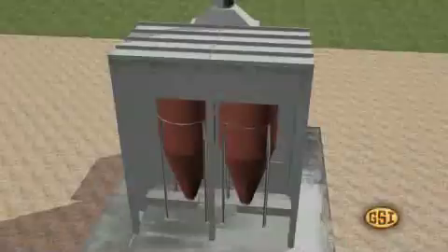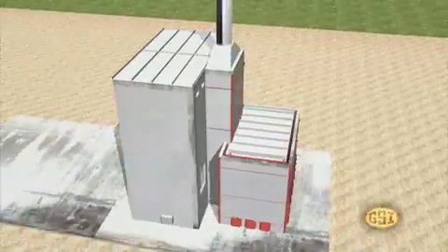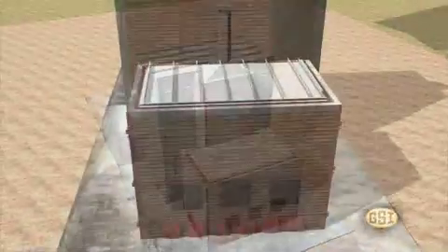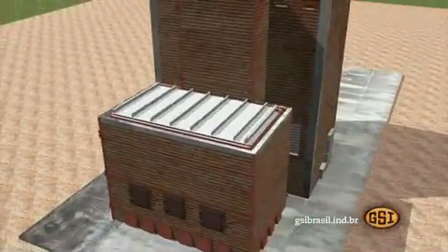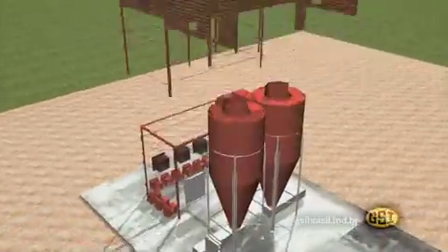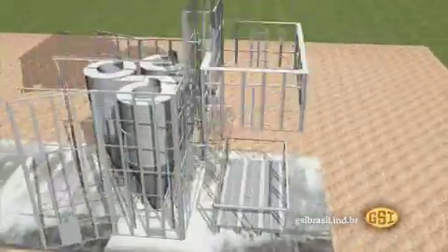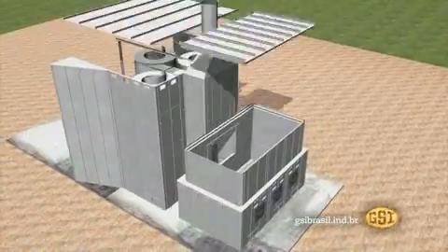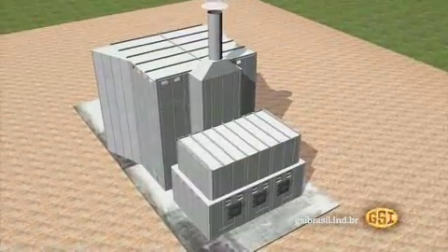Types of furnace. The process dryer can operate with different types of furnaces, depending on your needs. The high-performance GSI furnaces are highly durable, allow for decreased manpower and assembly time, and reduce maintenance costs.